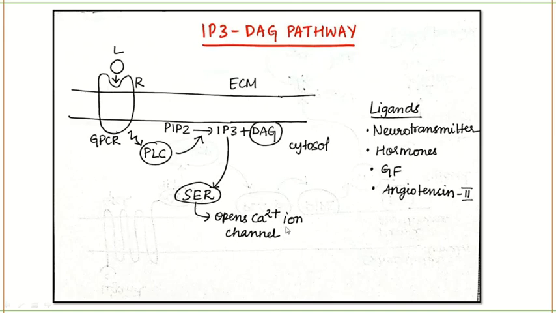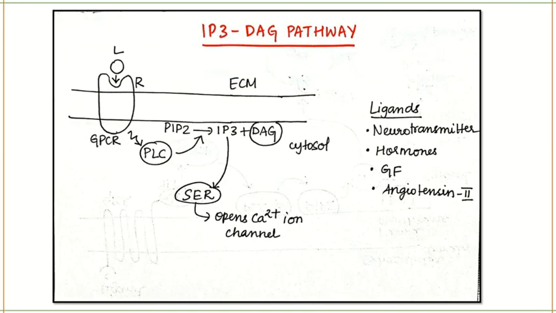By opening the calcium ion channels, all the calcium which is stored within the SER will come out, and the cytosolic concentration of the calcium ion will increase. So this is the overview of the IP3 DAG pathway, okay? And the ligands which are used here can be neurotransmitters, hormones, growth factors, angiotensin 2.